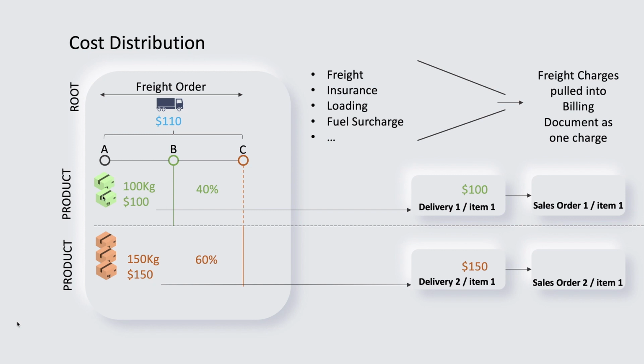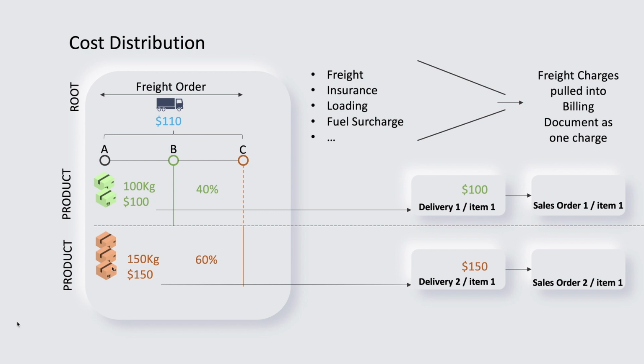We see that this product, which weighs 100 kilos, generated a freight charge of $100, and those $100 are being distributed back to the delivery and sales order that generated or to which this product is associated with. In the bottom part of the screen, we have a similar scenario in the sense that we have this product that weighs 150 kilos, which generated a freight cost of $150.